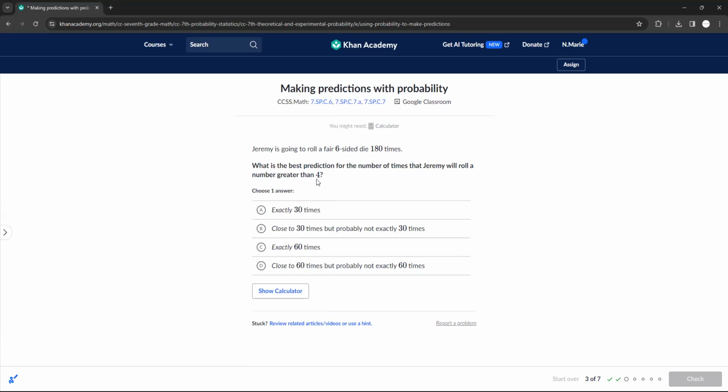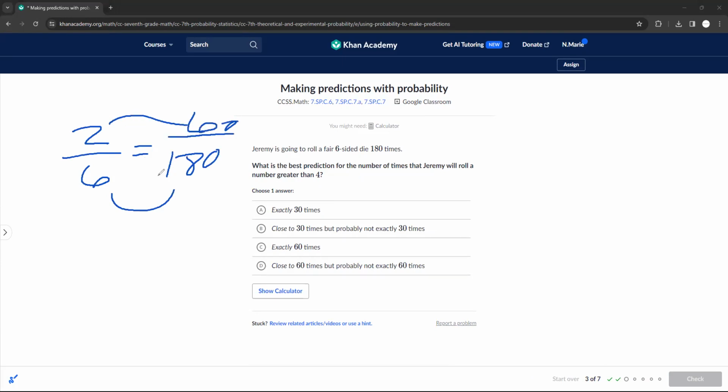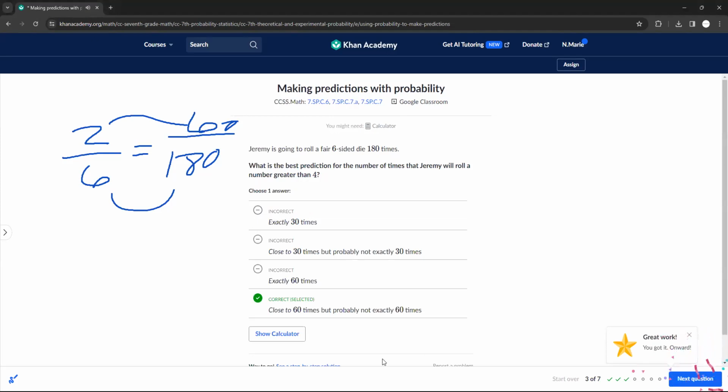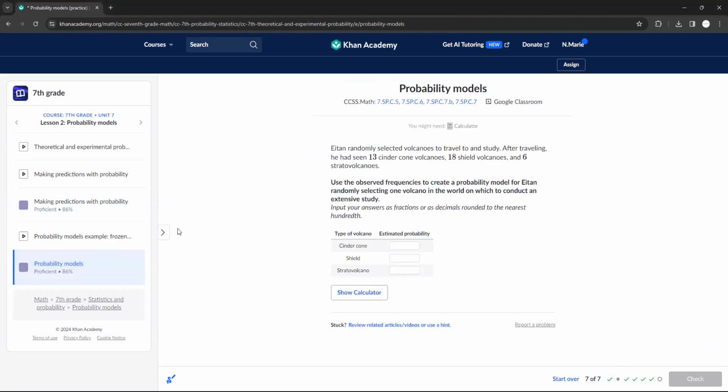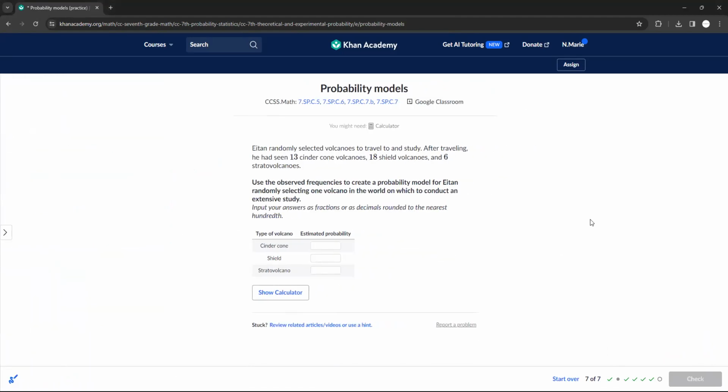Greater than four. There are only two numbers greater than four, so 2 out of 6. If we roll 180 times, that's 6 times 30. 2 times 30 is 60. So close to 60, but not exact. Most of those are probably going to be not exact because it's probability. There's no guarantee, like winning the lottery.